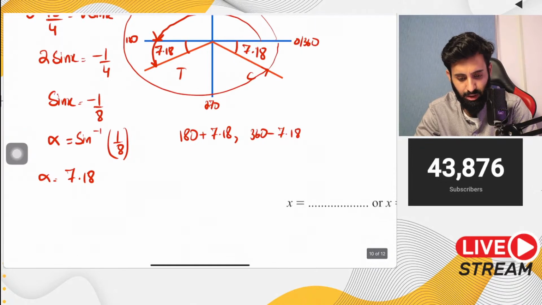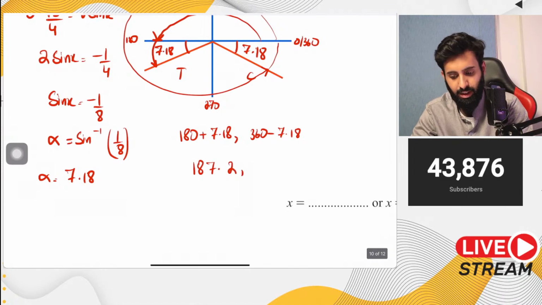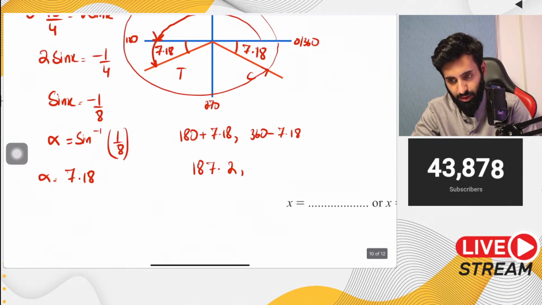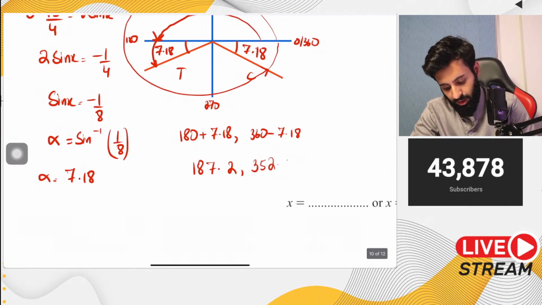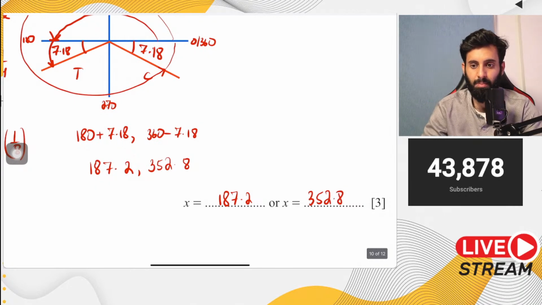So 180 plus 7.18 is equal to 187.18, so we'll call it 187.2. And the other angle would be 360 minus 7.18, which is equal to 352.8. So that's it. That's your answer: 187.2, 352.8. There you go.